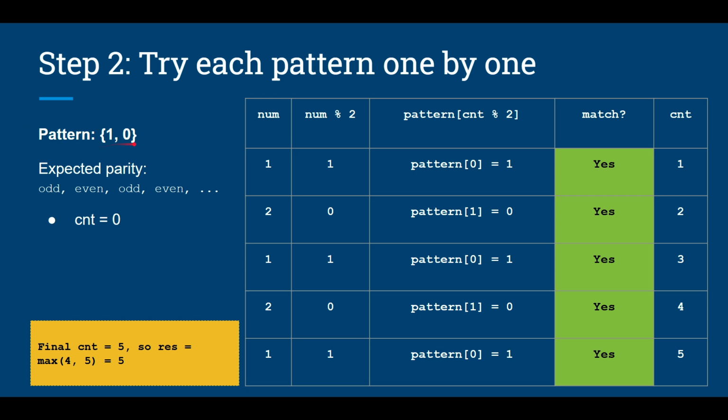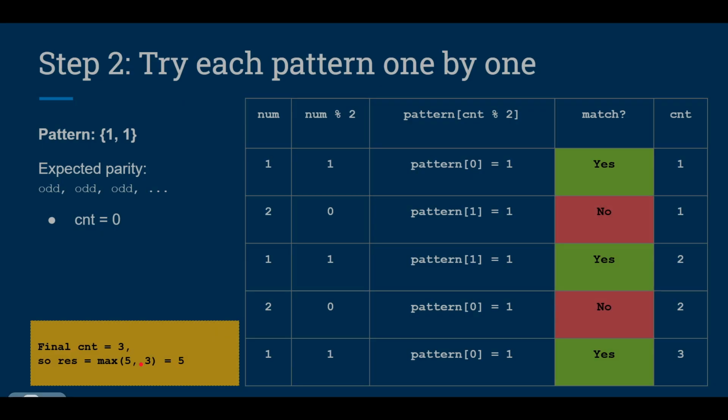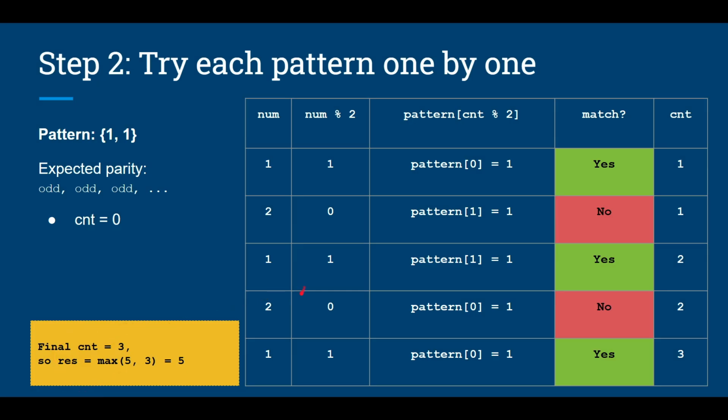Similarly, when the pattern is 1 0, we will see that count keeps increasing. So it is also increasing when we have 1 0. We will put the previous value of the count, that is 4, and the current value is coming 5, so we'll take the final value, and the result will become 5. And we have to update the count similarly.